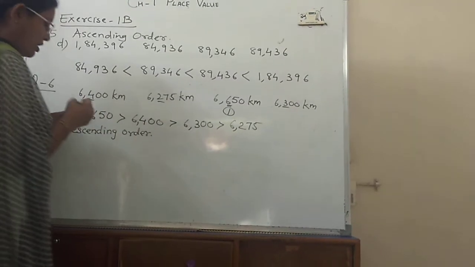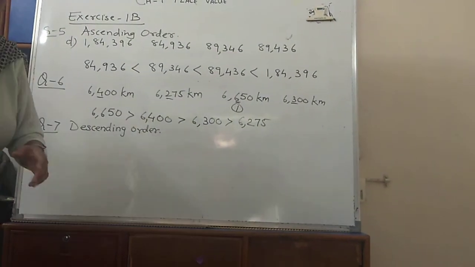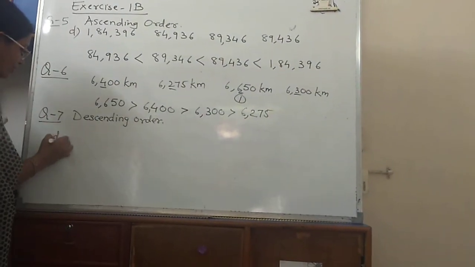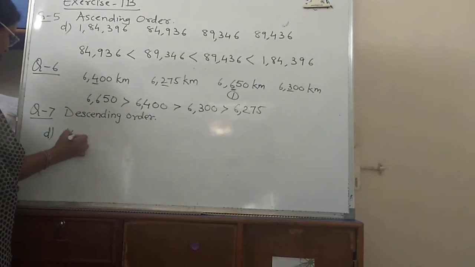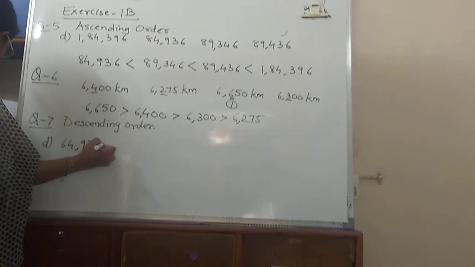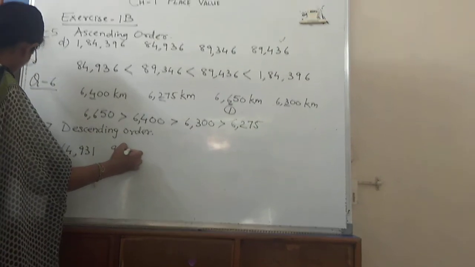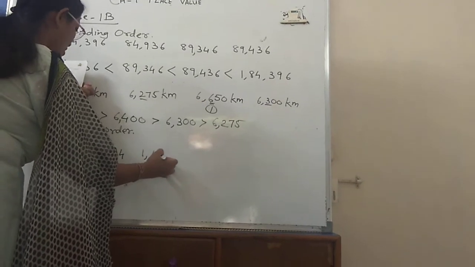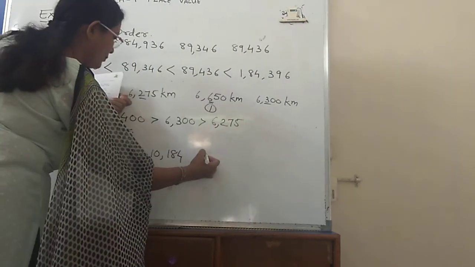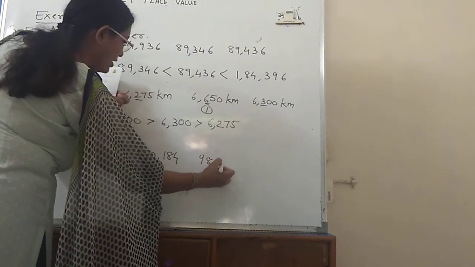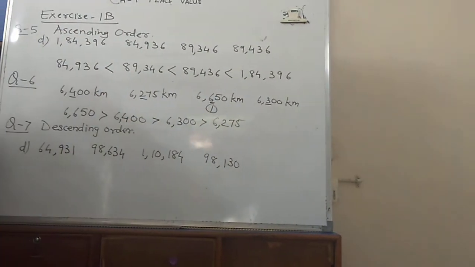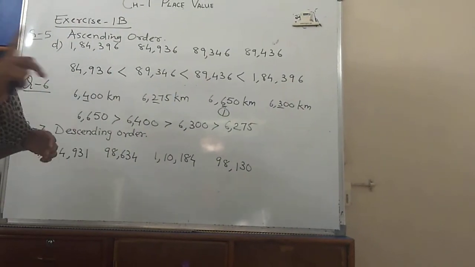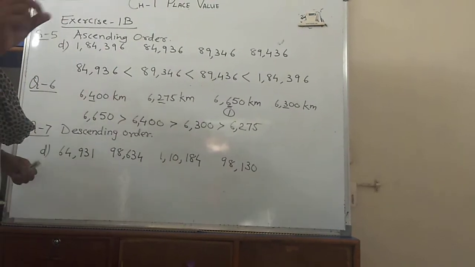The same method will be repeated again. From that also, I am doing one sum for you. This time let me do number D. 64,931, 98,634, 1,10,184, 98,130. These are the 4 numbers given to us, right? What will we do first? First we will follow rule number 1. Let us count the number of digits.